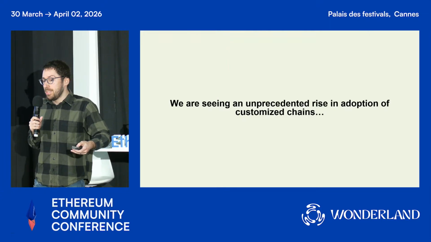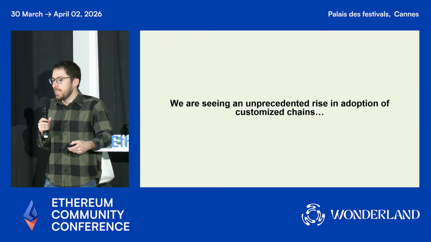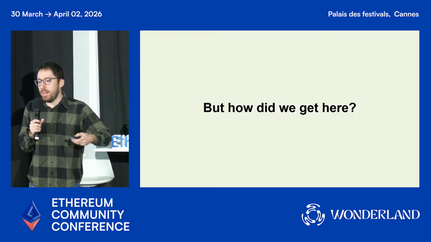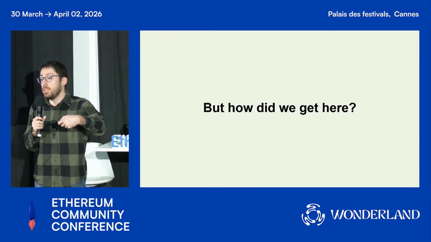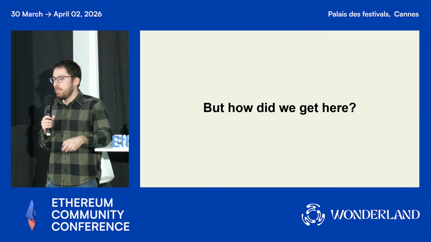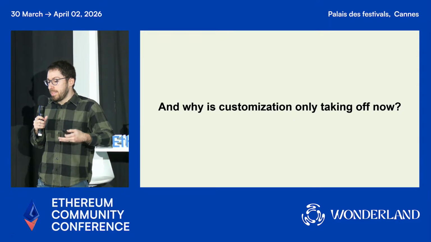So we are really seeing an unprecedented rise in this adoption, but this didn't come out of nowhere. What I do want to talk about is how we got here. Why did these custom chains only emerge now? Why didn't they emerge 5 to 10 years ago? And where do we think it will be going forward? So that's one of the key questions, is why now?